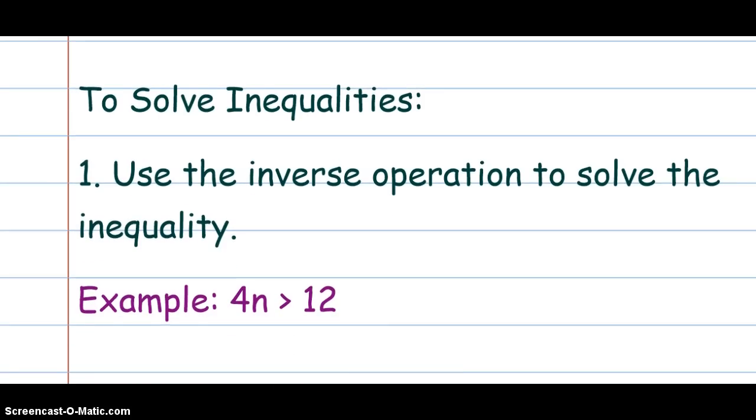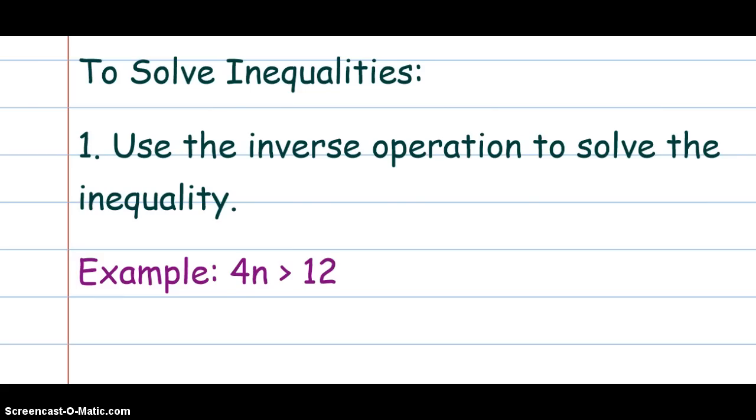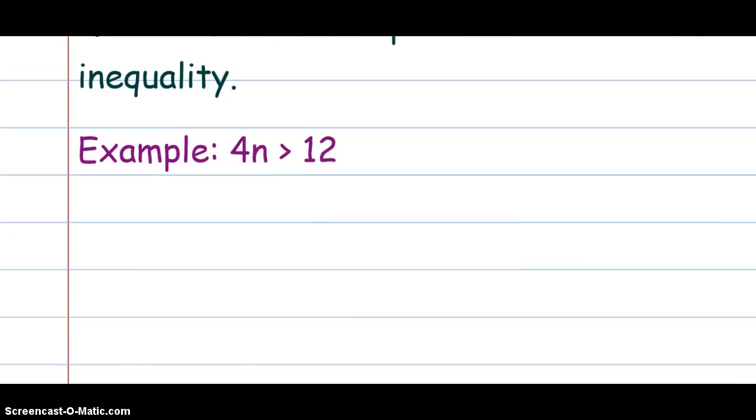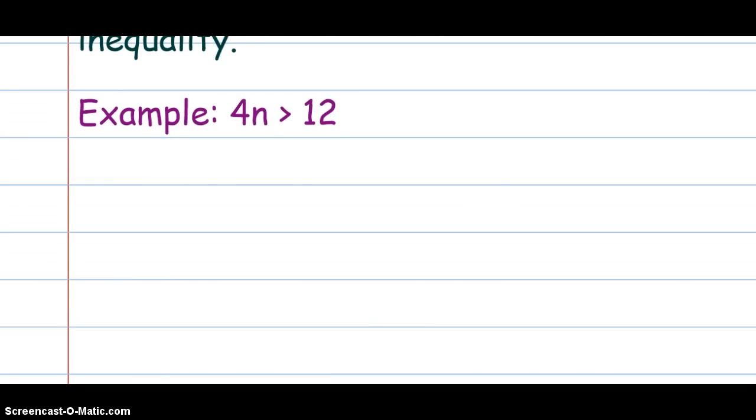To solve inequalities, it's going to be very familiar to solving equations. The first step in solving inequalities is to use the inverse operation to solve the inequality. So the first thing we're going to do is where our inequality sign is, and here we have 4n is greater than 12, we're going to draw our line down to separate the two sides of our inequality. Then we're going to solve this problem exactly the same way as we would solve equations. The only difference is when we solve for n, it's going to be greater than something rather than equal to something.